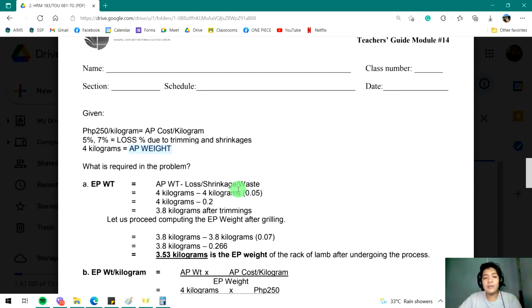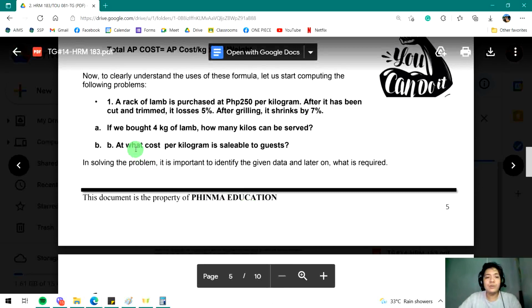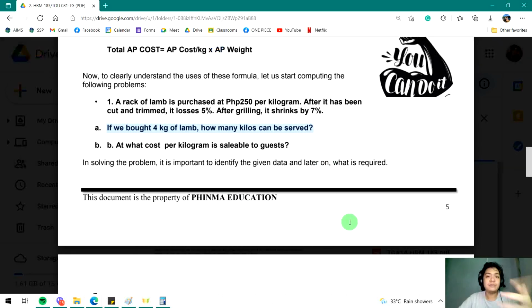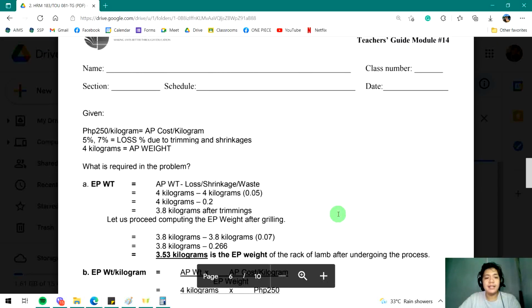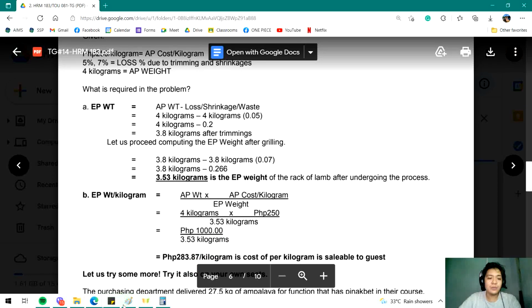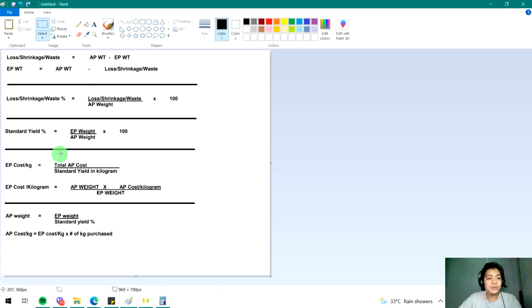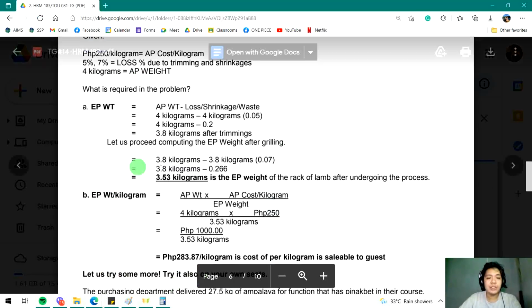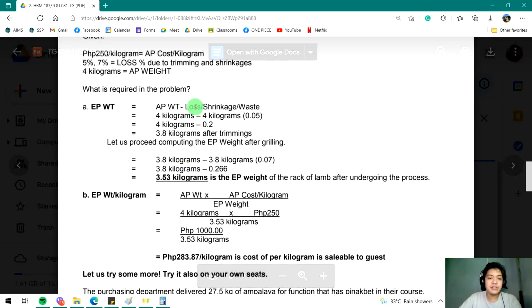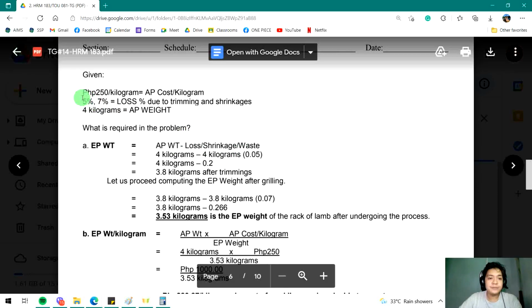So yung una natin gagawin, di ba sabi ko kanina, we have to look for EP weight, edible portion weight. And the formula that we're going to use in order for us to get the EP weight is this one. AP weight minus loss shrinkage waste. Simply put, AP weight minus loss shrinkage waste. First, the first thing we have to do is to, of course, get the 5% of 4 kilograms.